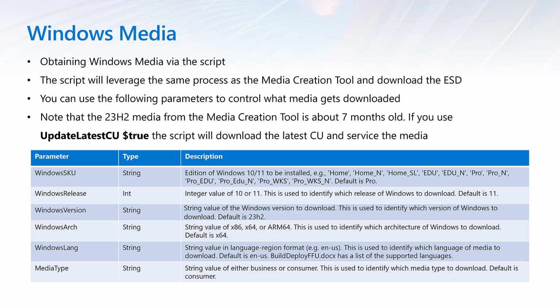Now the Windows release parameter is an integer parameter that's a value of 10 or 11. And this is used to identify which release of Windows to download. And by default, we're going to download Windows 11. But you can change this to 10 if you want.